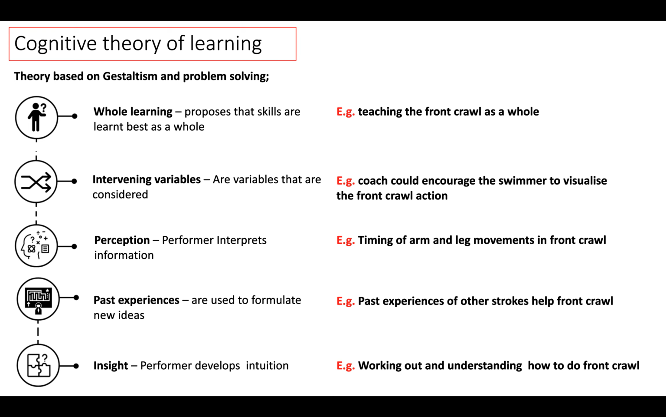So they're your key Cornell notes for the lesson. Please make sure you have questions for these that will give you the answers. Whole learning, intervening variables, perception, past experiences, and insight. According to the cognitive theory of learning, this is how we learn. It is a theory based on gestaltism and problem solving.